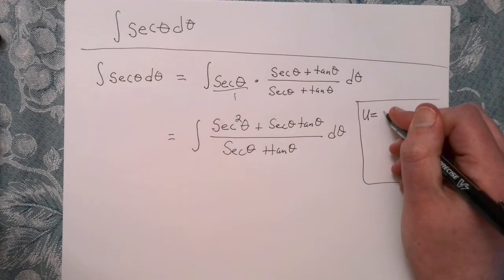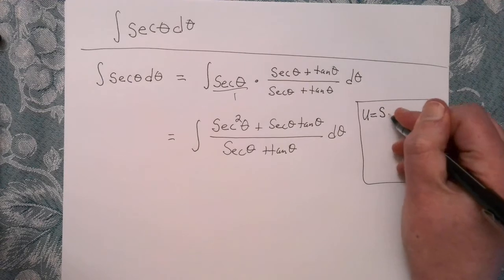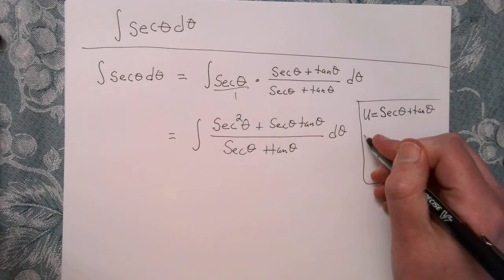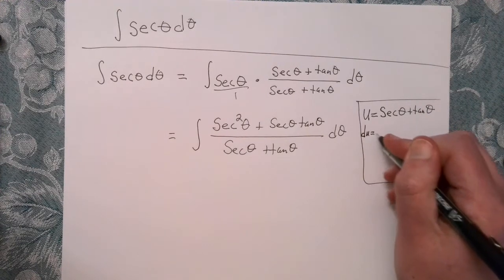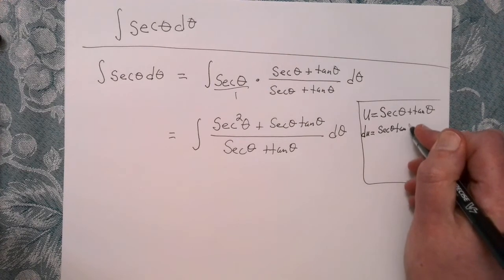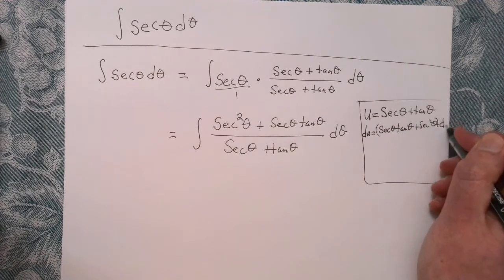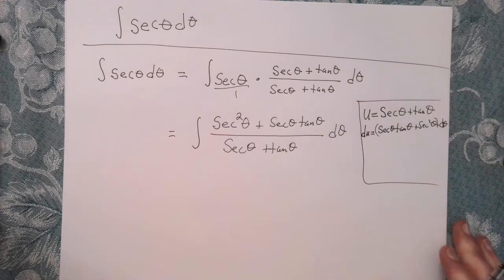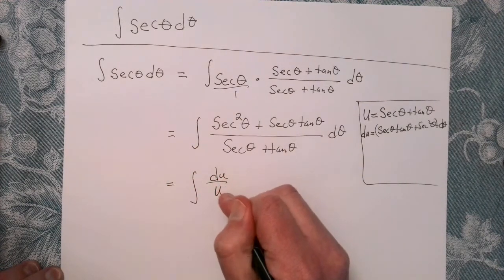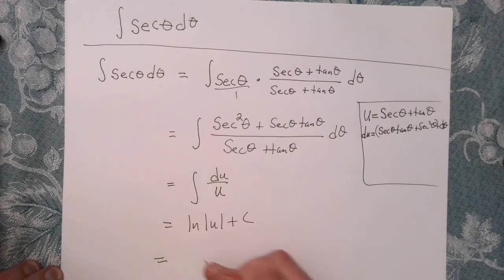And now typically we will let u equal the denominator. Let's see if I've got enough room for du. Always an adventure. So that's going to be secant of theta plus tangent of theta. And so du is going to be secant of theta tangent of theta plus secant squared of theta, d theta. That gives us the classic du over u form. Of course, we recognize that as a natural log form. And then we back substitute.